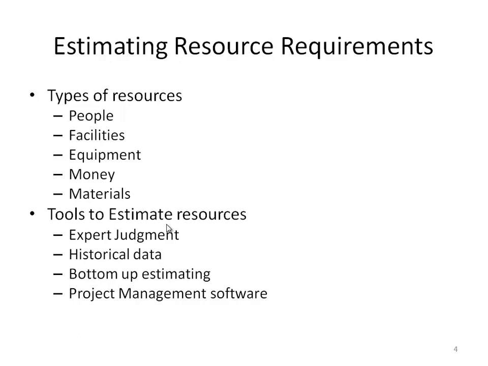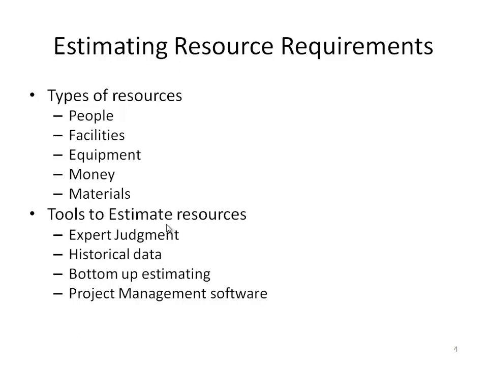After we define the activities, we need to identify the different resources needed to accomplish each activity. By saying resources, actually, we mean people, facilities, equipment, money, and material, not only people. So just to get it clear, resources are people, facilities, equipment, money, and material.